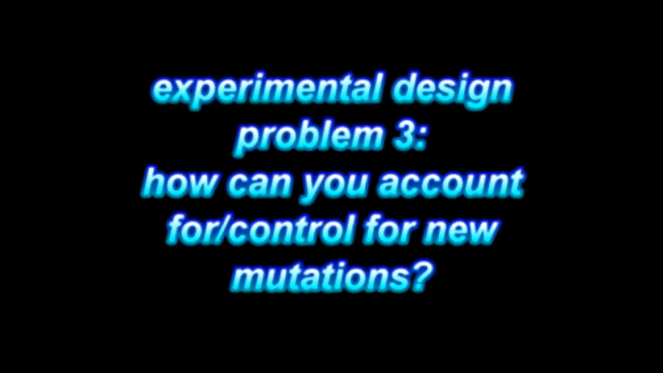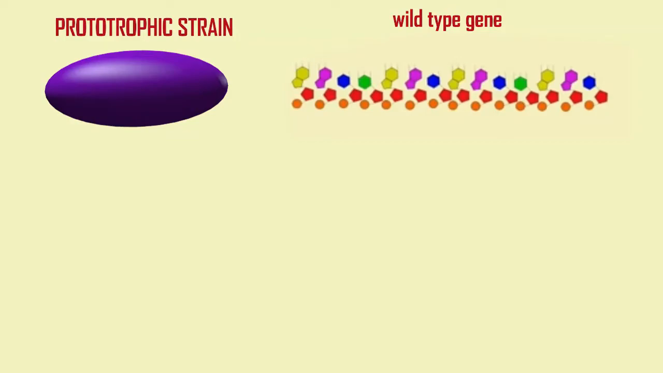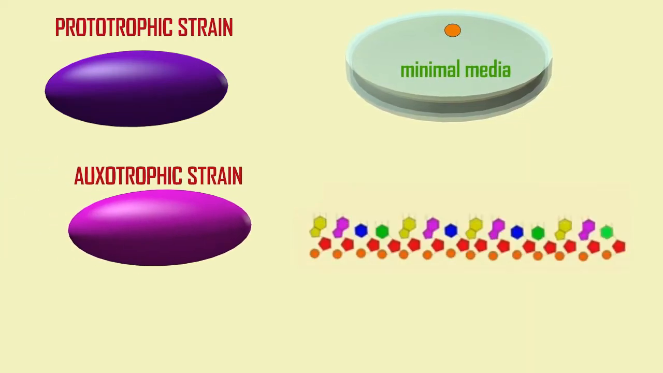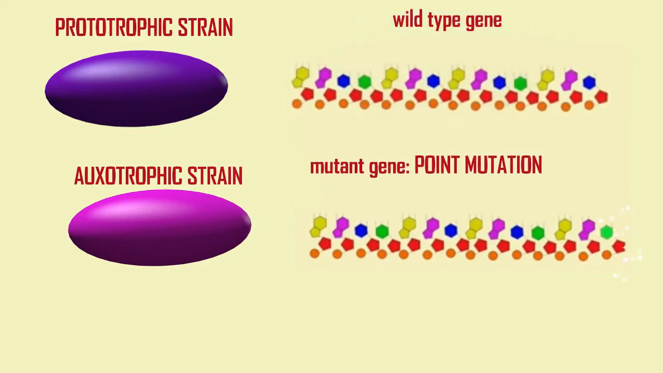Here is another problem. If it was mutations which rendered bacteria not able to synthesize their own biotin or histidine or lysine or whatever, how does one account for or control for new mutations which would then revert these mutant bacteria that are auxotrophs back to the wild type condition where they would be prototrophs?